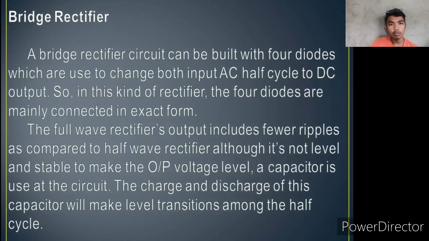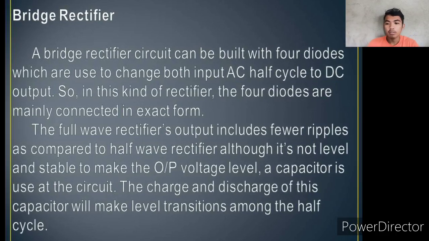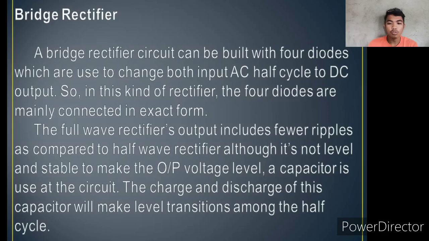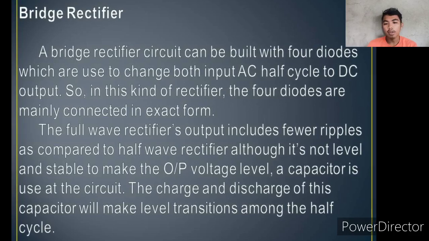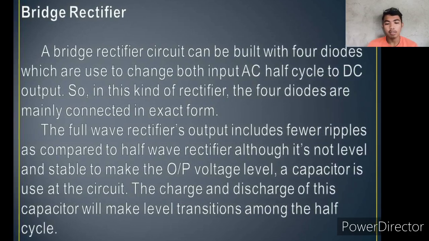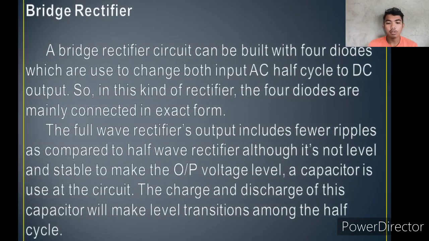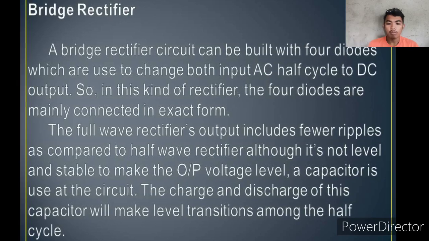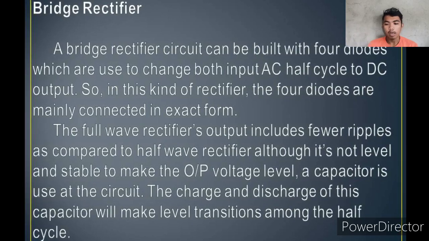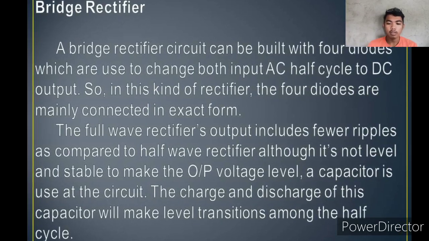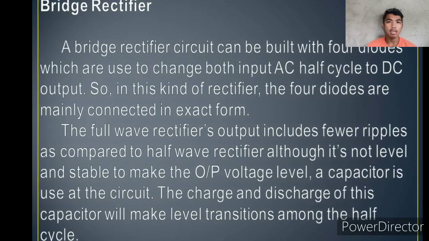The next one is the bridge rectifier. A bridge rectifier circuit can be built with four diodes, which are used to change both input half cycles to DC output. In this kind of rectifier, the four diodes are mainly connected in a bridge form. The full wave rectifier's output includes fewer ripples as compared to the half wave rectifier, although it's not level and stable. To make the output voltage level, a capacitor is used in the circuit. The charge and discharge of the capacitor will make a level transition between these half cycles.